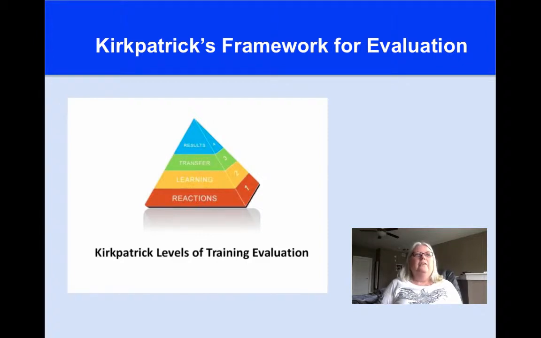The next level is learning. Did they learn what the objectives said they should learn? Okay, remember we set the objectives in the design phase. Then we have job behavior. This is the transfer. Did they use the learning back on the job? Then we have results. Did it improve organizational effectiveness?